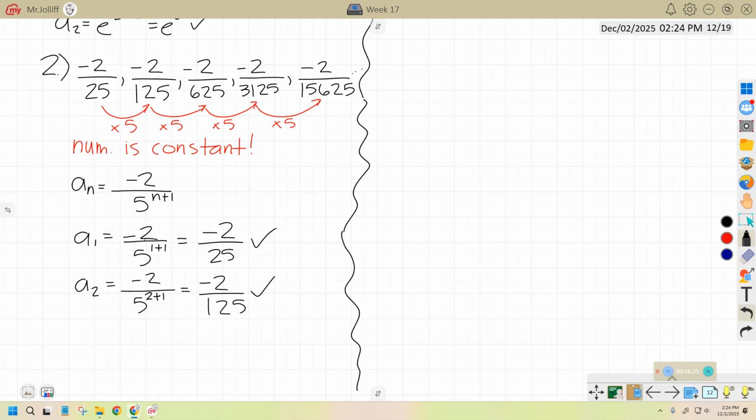We looked at the numerator and denominator separately. They behaved independently, and so there were 2 different patterns. Constant on top, power of 5 on bottom. Good. One more.